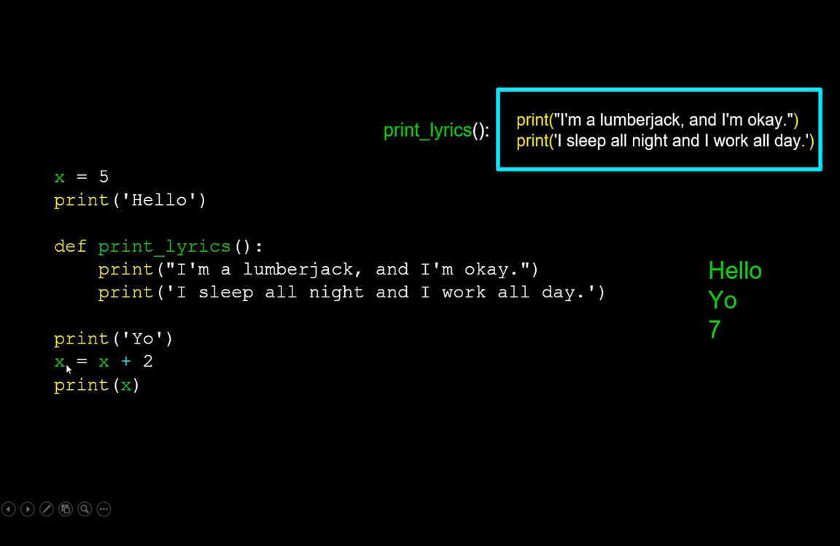We are going to add 2 to x, which already had the value of 5 at the beginning of this code, and we're going to print x, which is going to be 7. So we will have 7 at the output. Again, because we only defined the function here and did not call it, we will not see any of the print statements that were inside this function.